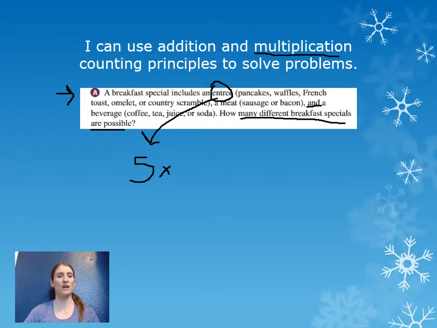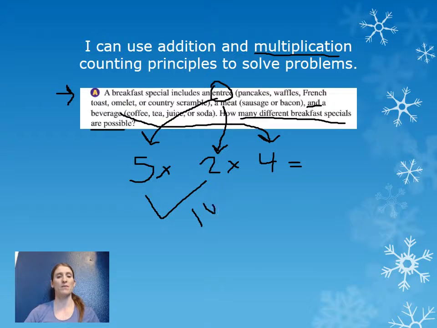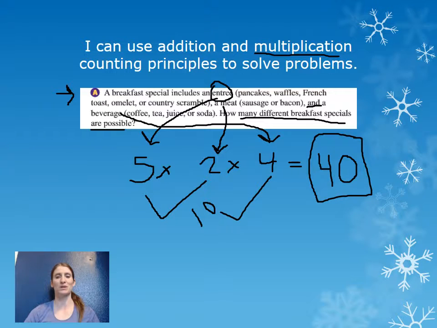Times, I have how many choices for the meat. So the meat would be sausage or bacon. So I have 2 choices for the meat. And then the beverage, I have coffee, tea, juice, or soda. So that is 4 choices. So now that I have all my possible choices here, I multiply them together to get my total. 5 times 2 is 10. 10 times 4 is 40. And so my answer to this question would be 40 possible different breakfast specials.